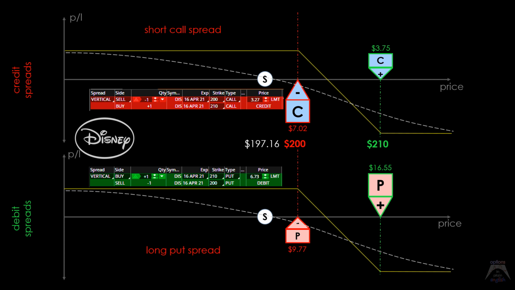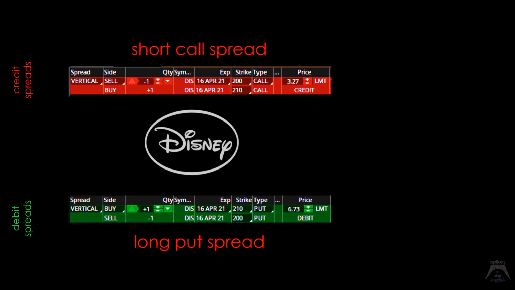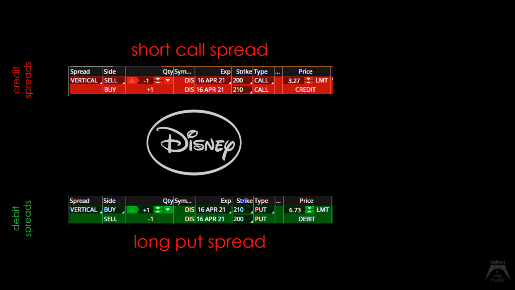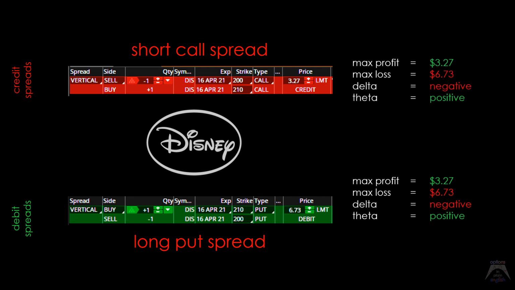We can also see here how these two positions are exactly the same. So yes, a call spread can be a put spread as long as we're talking about a short call spread being compared to a long put spread and using the same strikes.